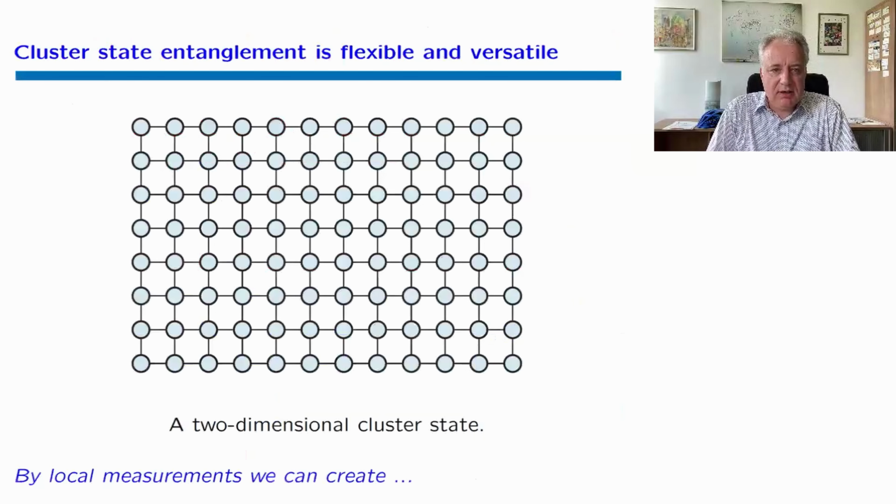Here is a grid of qubits, and they have been prepared in a two-dimensional cluster state. You will very soon learn what a cluster state is. We haven't defined it yet. Maybe you know it, but anyway, it's a grid of qubits entangled in a particular way. Now that we have this, by local measurements, we can create a bunch of stuff. So here's the first example.